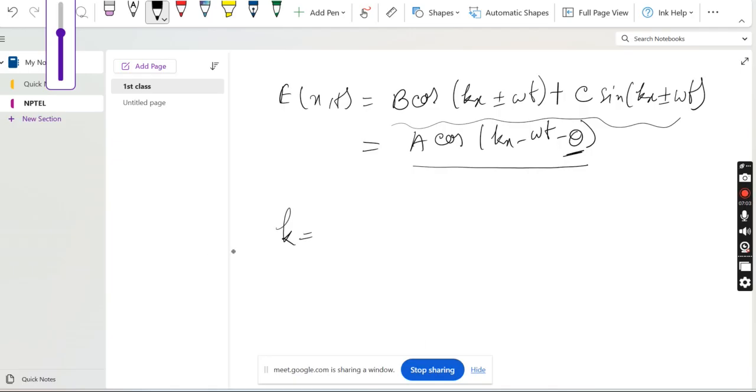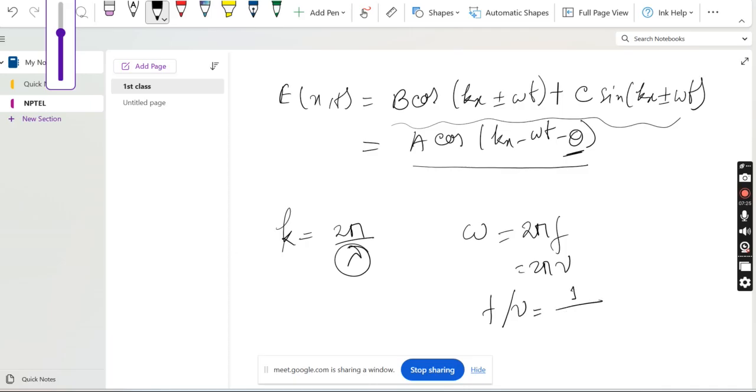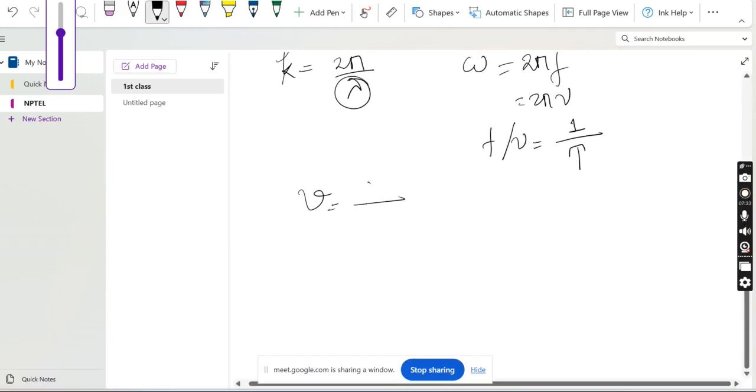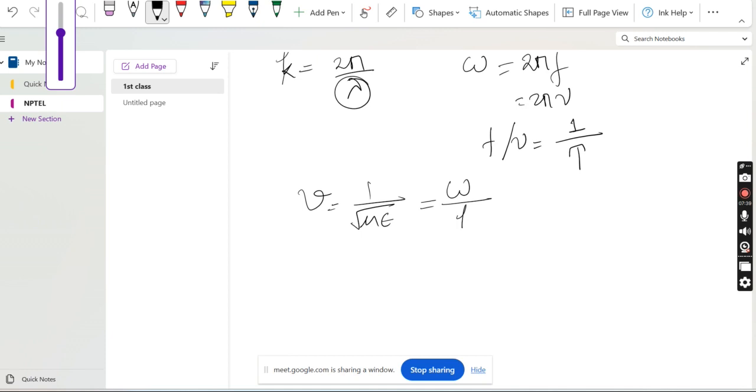So basically, what is k? K is a wave vector, which is 2 pi by lambda. Lambda is wavelength. Omega is angular frequency, which we can write as 2 pi f or 2 pi nu. F or nu is the circular frequency, which can be written as 1 by T. T is the time period. And V, we can write as 1 by root mu epsilon. It can also be written as omega by k and also lambda nu.